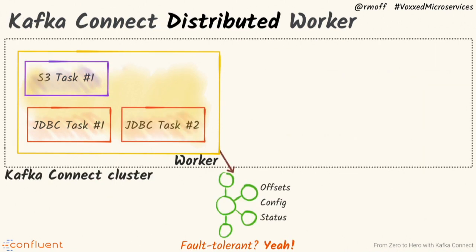This is where distributed mode comes in. Because distributed, it's exactly the same. It's a JVM process, the tasks run within it. But the offsets, the configuration, the status of the tasks, they all get persisted in Kafka itself.